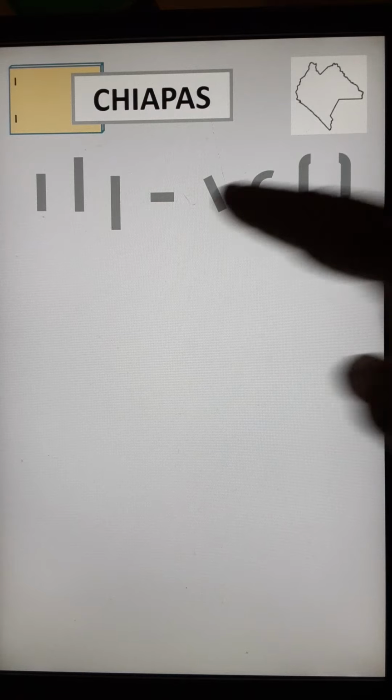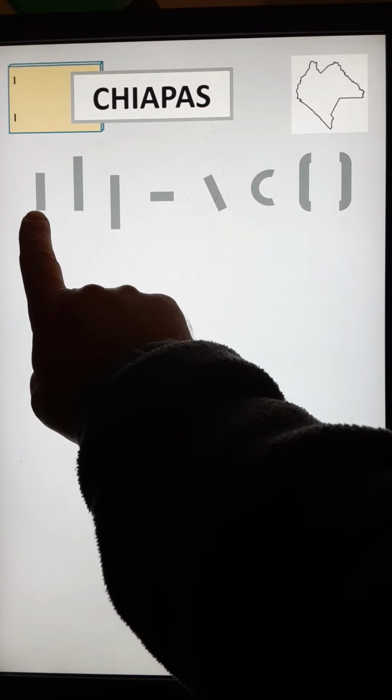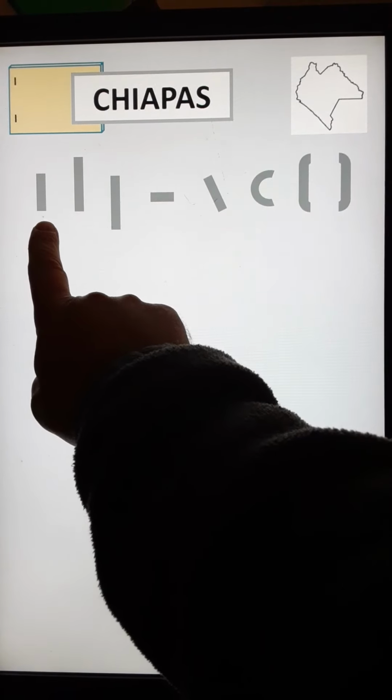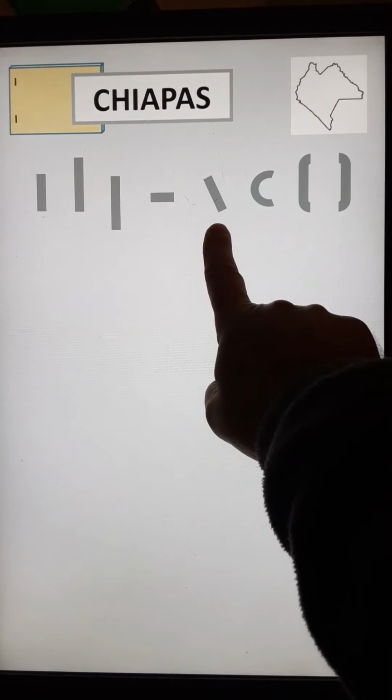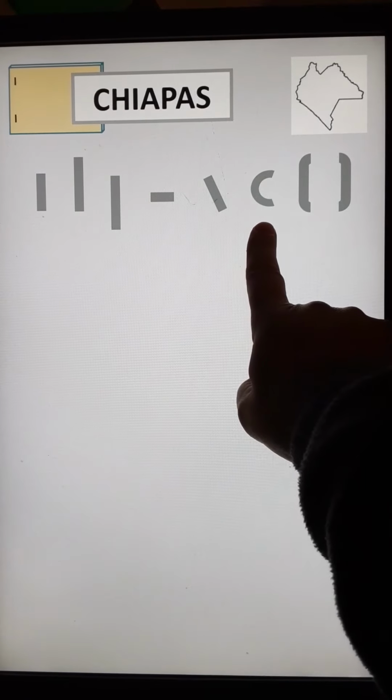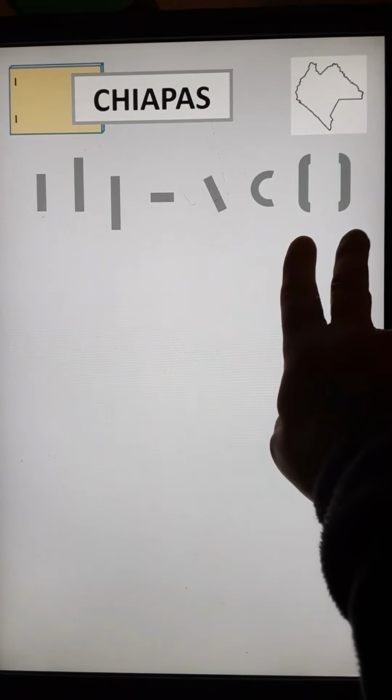Just to go over a review, this is little, and big, and low, minus, diagonal, C, and parentheses.